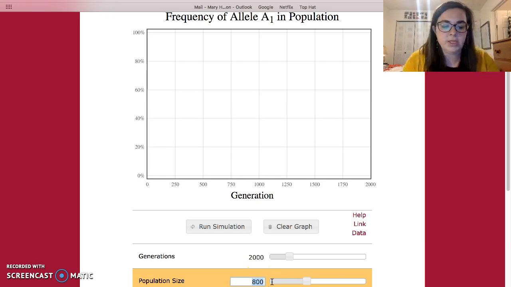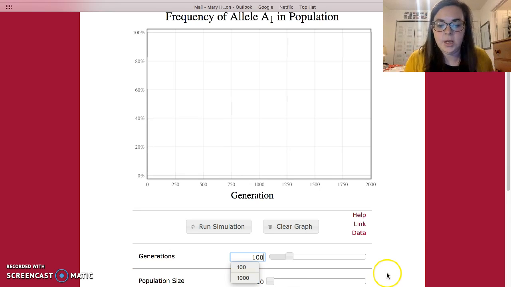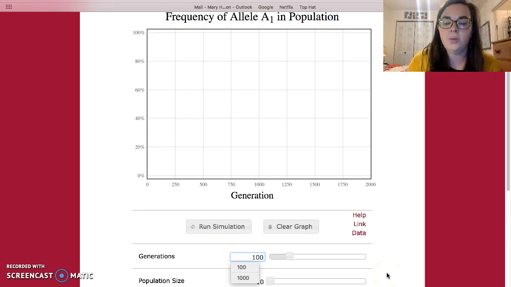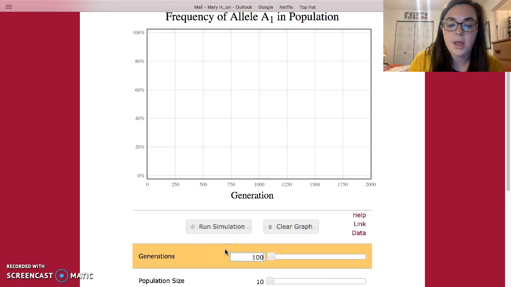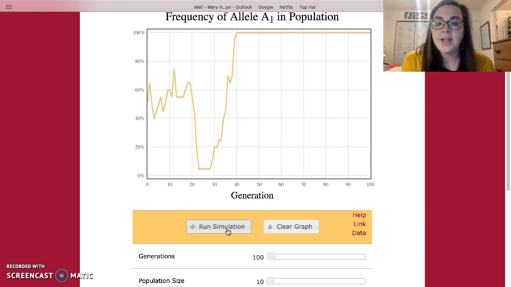Let's just start with a population size of 10. And we'll set our scale, this is just adjusting the x-axis, we'll set our scale to 100, and that is because we expect 40 generations until the allele A1 is either fixated or eliminated. So we will just click Run Simulation, and that is surprisingly a very nice graph of exactly what we would expect. The allele went to fixation right at 40 generations, which usually doesn't happen.